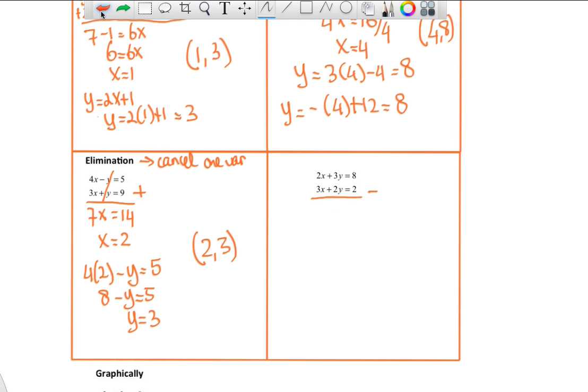So sometimes you actually have to create coefficients, the values for the x's and the y's. You have to create coefficients that are equal.